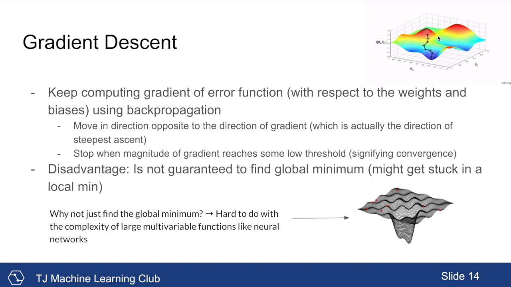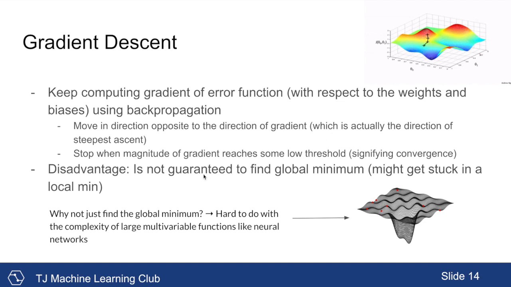Where if this is some error function, right? This is the path gradient descent basically takes on every iteration, and you can see it's changing the values of theta 0 and theta 1, which are the weights of this network, and then minimizing the error, right? And you keep repeating this process until you reach a point of convergence, and the way you mathematically represent that is when the magnitude of the gradient reaches some low threshold. Basically, your error function is flat. That's basically what that means.